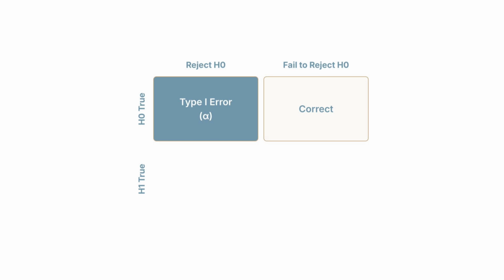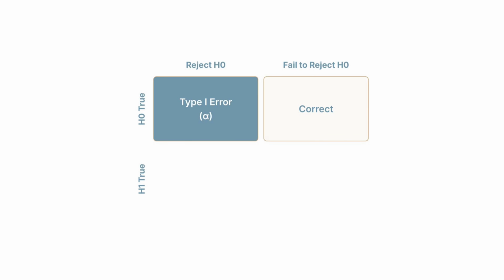The second outcome is a type 1 error, also called a false positive. The null hypothesis is true, but your test incorrectly rejects it. You conclude a real effect exists when it does not. This error rate is directly controlled by your significance level, alpha, conventionally set at 0.05. In other words, you accept a 5% probability of being misled by random variation.